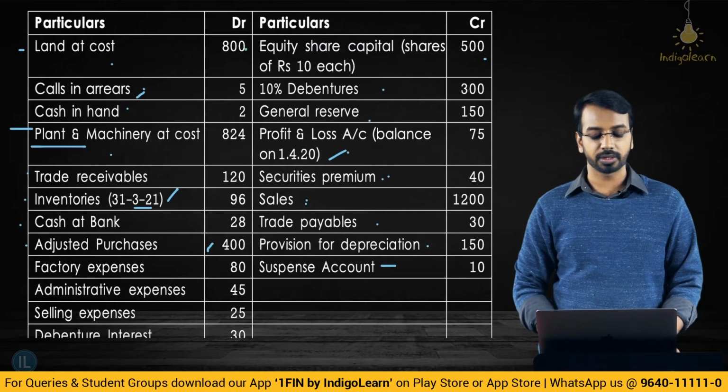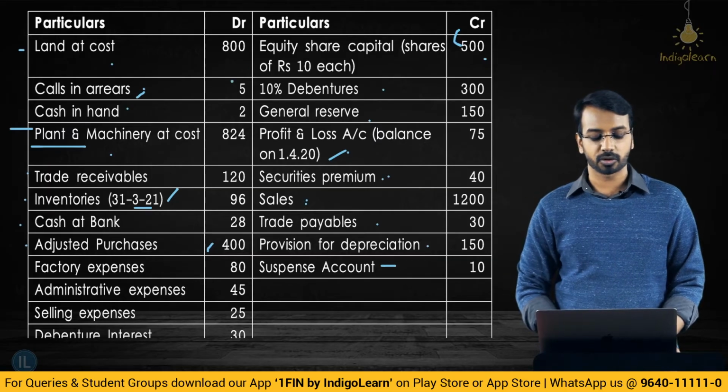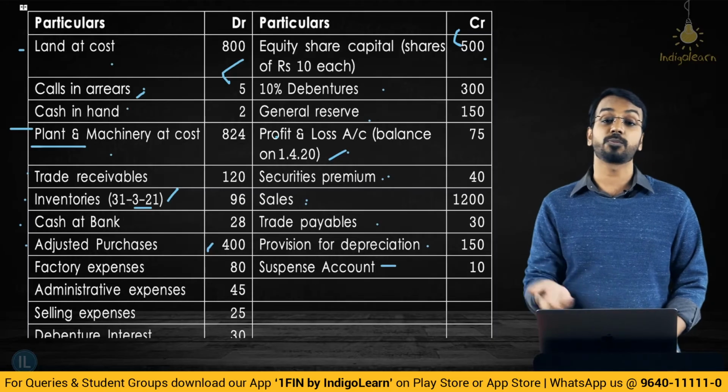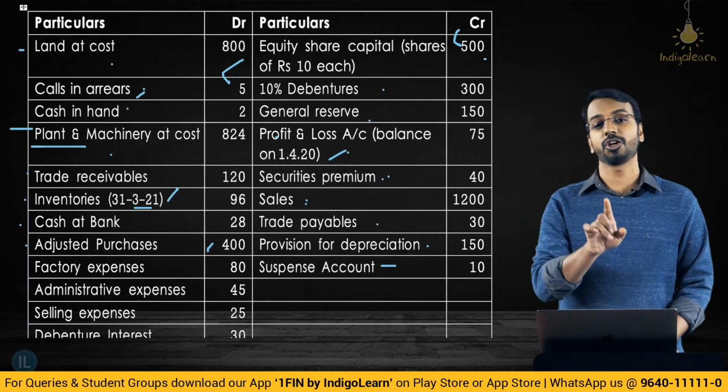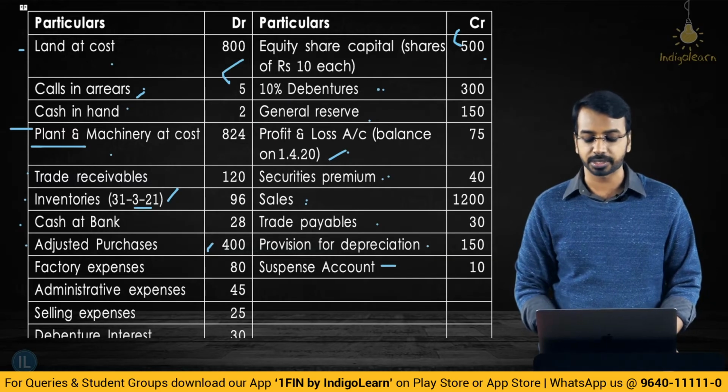So here what have we done with? We are done with this. So you can put a small tick here with a small pencil, and in this calls in arrears is also done, right. You can put a small tick. Now coming to the other items, we have reserves and surplus, but that is possible only after preparation of the profit and loss account. So we will leave that for now. Now we will move to the next item, which is 10% debentures.